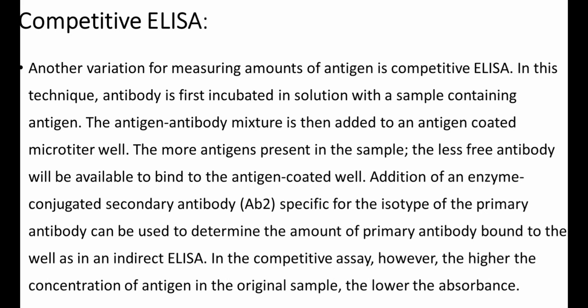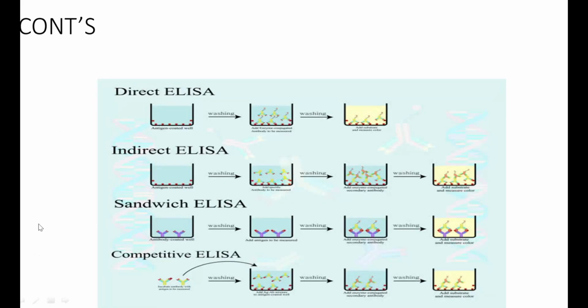And when the enzyme linked antibody is added, it binds to that antigen antibody complex which is bound to the bottom of the well. And then when the substrate is added, because the enzyme is already activated, it reacts with the substrate and develops the color. Those are the different types of ELISA: direct, indirect, sandwich, and competitive. Here there is an image which explains clearly how each different type is performed.